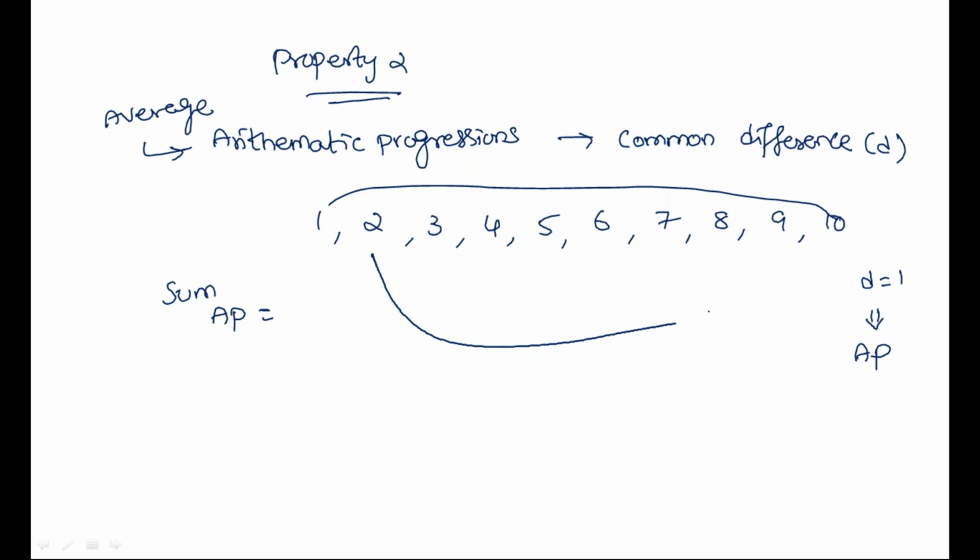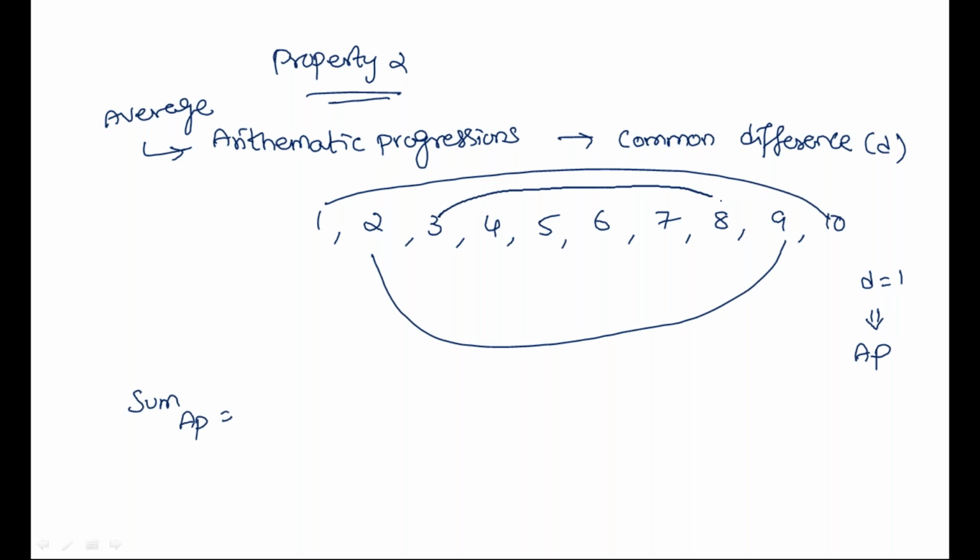So 1 plus 10 is 11, 2 plus 9 is 11, 3 plus 8 is 11, 4 plus 7 is 11, 5 plus 6 is 11. All are 11. How many such terms? 5 terms, so totally 55. The sum of this is 55.